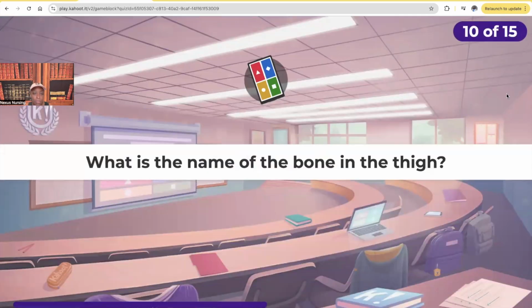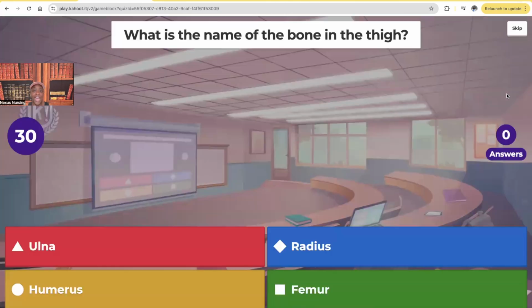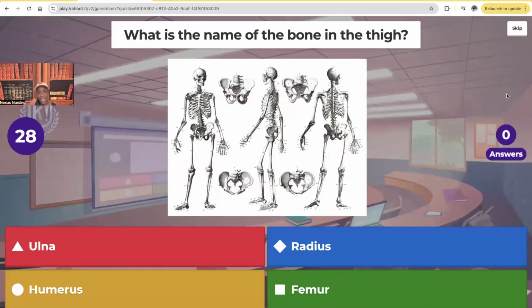All right, what is the name of the bone in the thigh? This is easy. What is the name of that bone in your thigh? Is it the ulna, the radius, the humerus, or the femur?